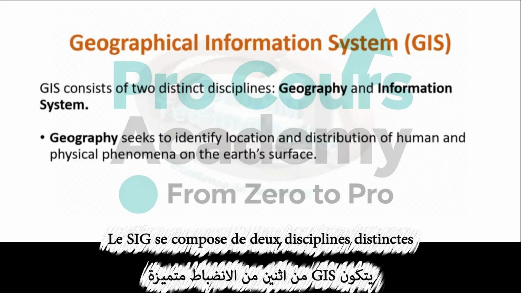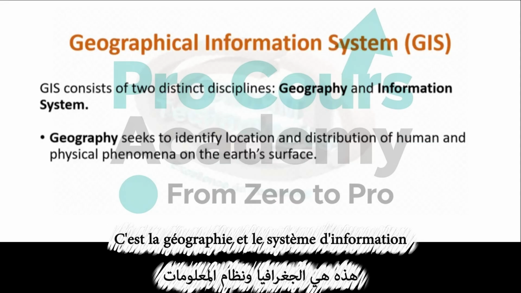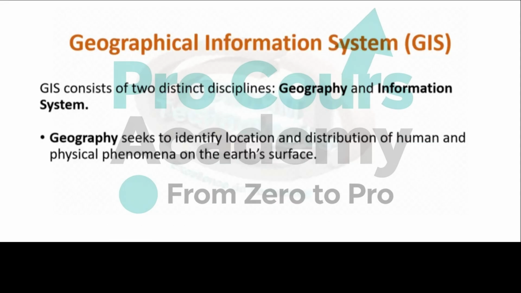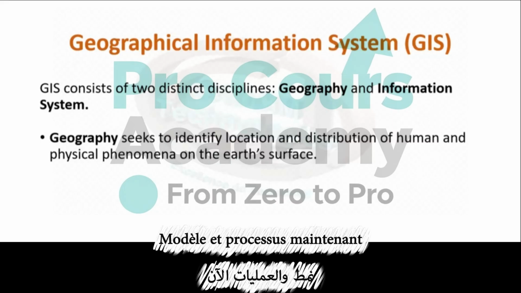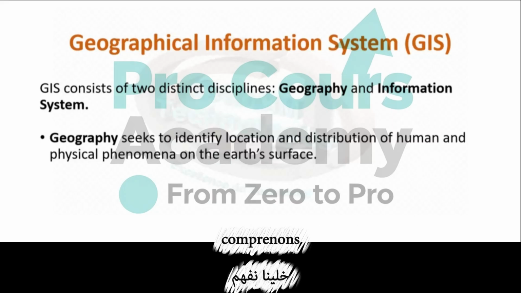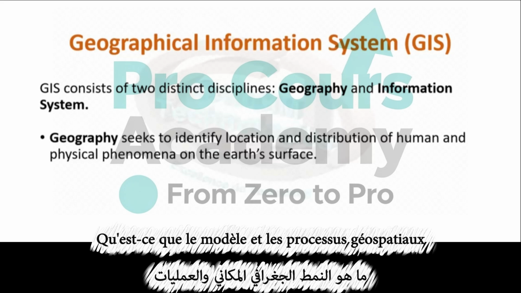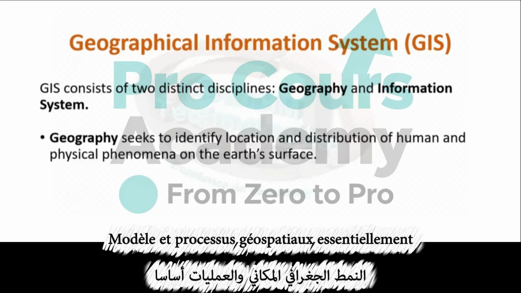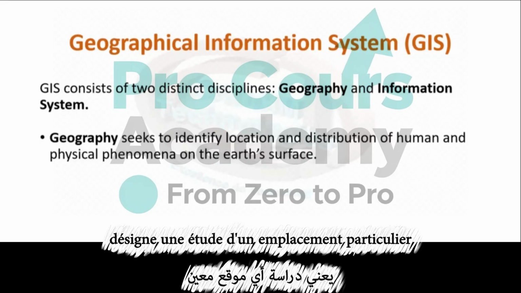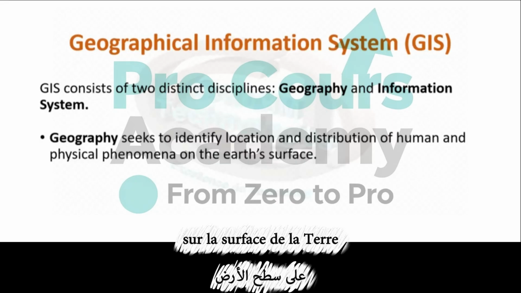GIS consists of two distinct disciplines, that is, geography and information system. Geography is a scientific study of geospatial factors and processes. Now, let's understand what was just mentioned. Geospatial factors and processes basically means a study of any particular location on the Earth's surface.